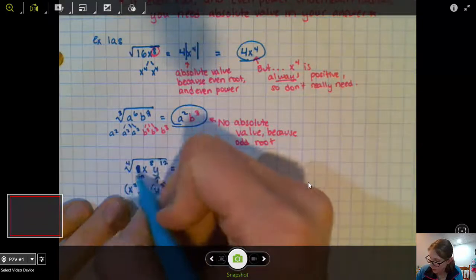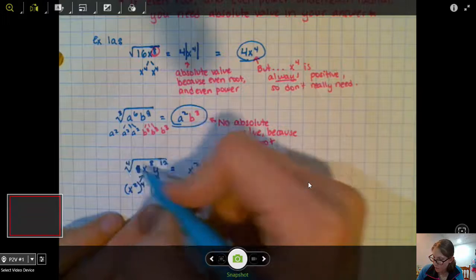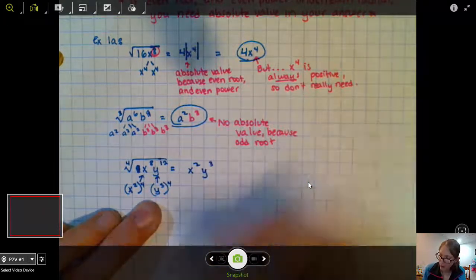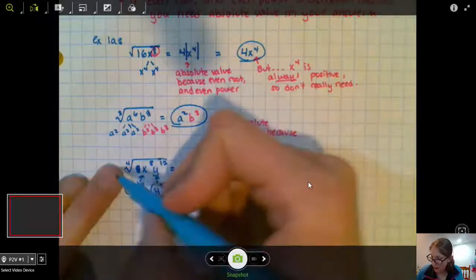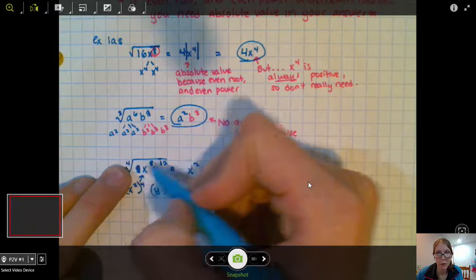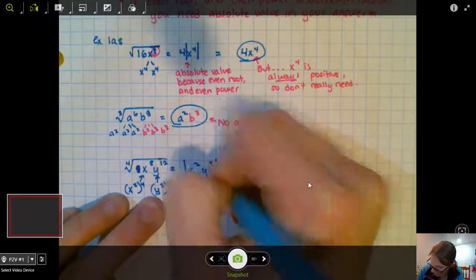So the 4th root of x to the 8th is x squared. The 4th root of y to the 12th is y cubed. Now both of these, I have an even root and an even power underneath. So I need absolute value around everything.